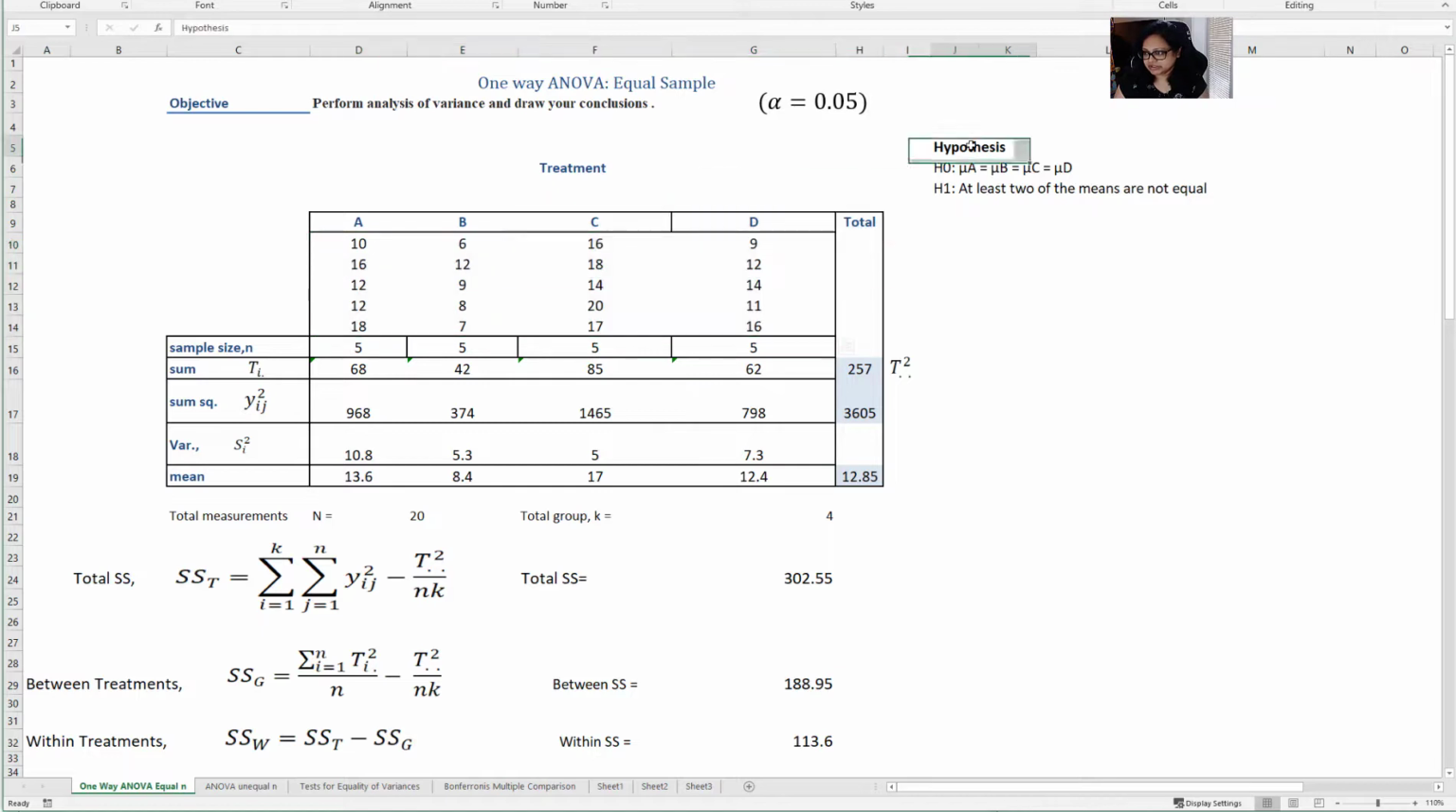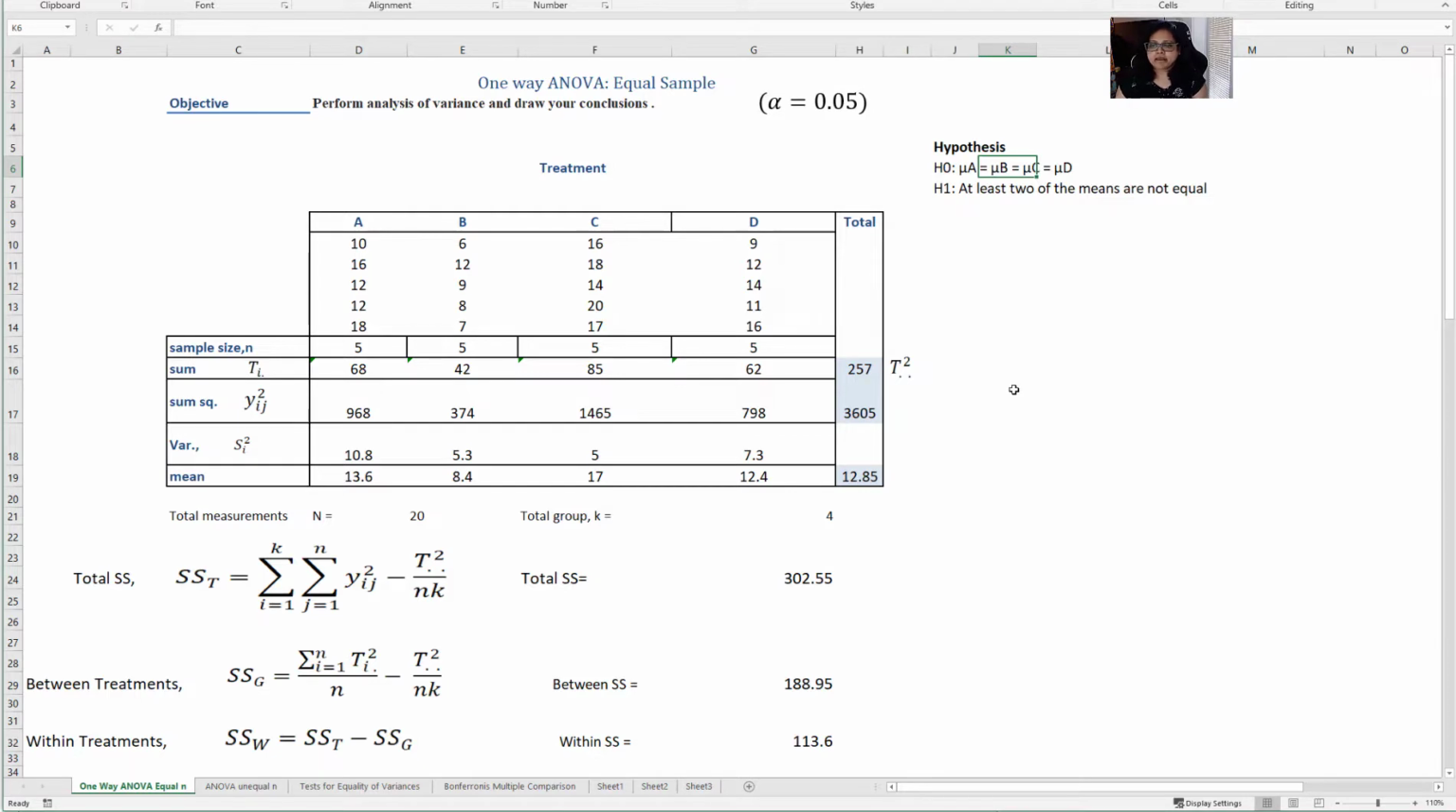Our hypothesis is that from each of those treatments, the population means would be similar. That's what I said in my null hypothesis. In my alternative hypothesis, I said that at least 2 of them, maybe A and B, or C and D, or A and D, at least 2 of the means are not equal. That's what I would like to test. Previously you tested 1 mean or maybe 2 means, but you never tested more than 2. That's what we would like to do in the analysis of variance.